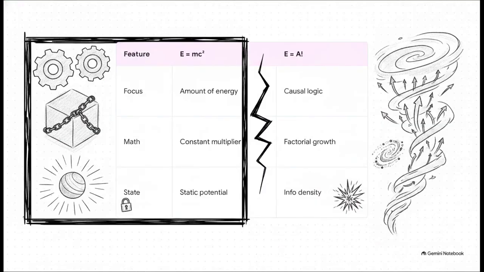Now, if you're sitting there thinking, this sounds purely theoretical, let's ground it in some undeniable physical reality. Comparing these two frameworks highlights a massive shift in perspective. E equals mc squared focuses on the amount of inherent energy, using a constant multiplier to describe a static, tenseless potential. But E equals A factorial focuses on the causal logic of the phenomenon itself, using factorial growth to describe an exponential density of information. To put it simply, Einstein tells you how much energy exists in the prison of mass, while the Chronos realization tells you how it violently enters the world.